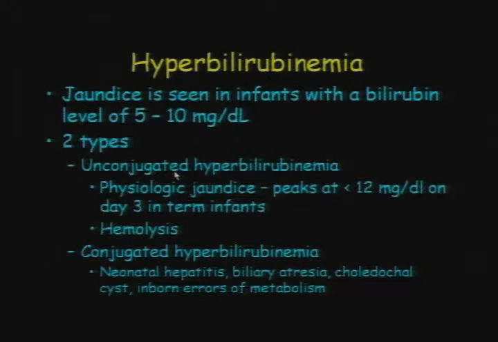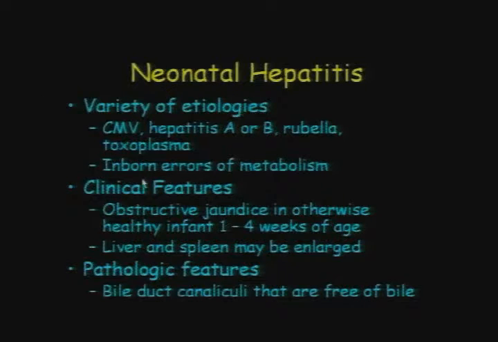Liver and biliary tract. Jaundice can be unconjugated or conjugated. Unconjugated is usually associated with either a baby that's been bleeding or neonatal jaundice. Conjugated hyperbilirubinemia is something wrong with the liver. It can be neonatal hepatitis or biliary atresia, which are your two leading things that we're going to be asked to image for in infants.